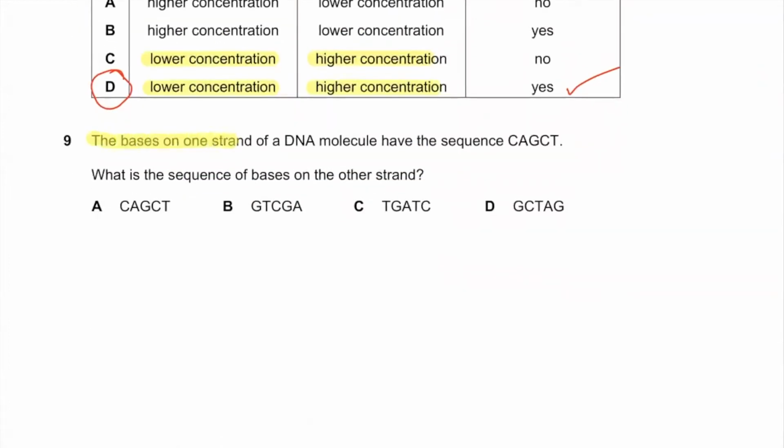The bases on one strand of a DNA molecule have the sequence CAGCT. What is the sequence of bases on the other strand? If we are trying to find the opposite of C, that will be G. T, C, G, and A. So GTCGA. This will be the correct answer, 9B.